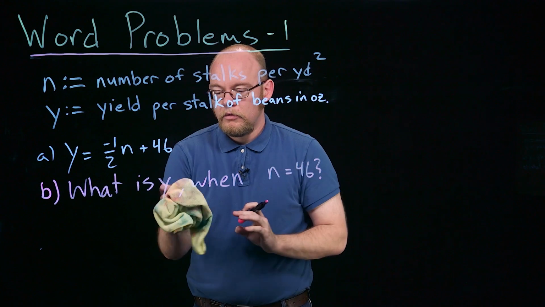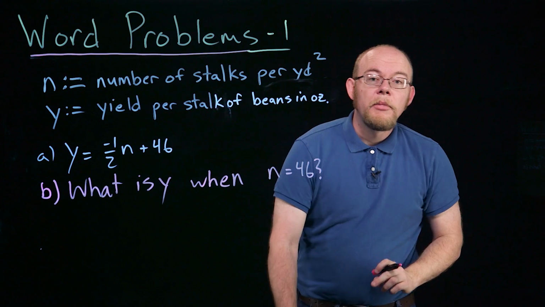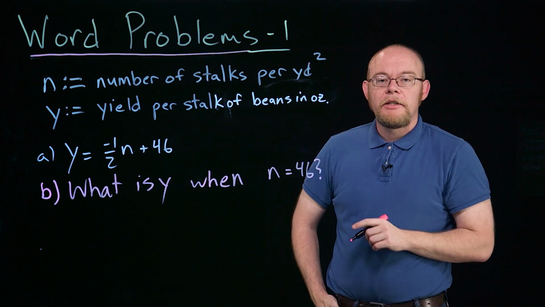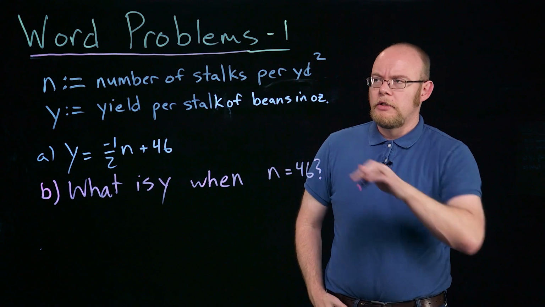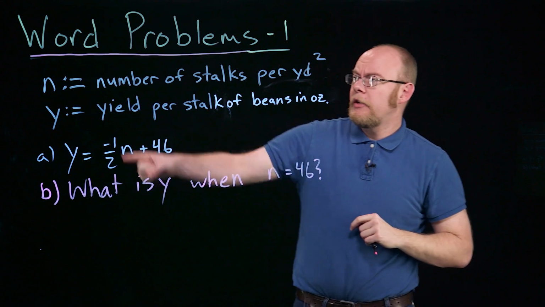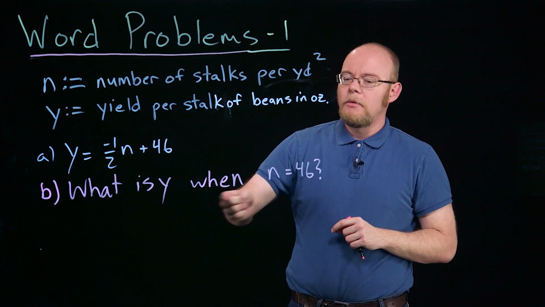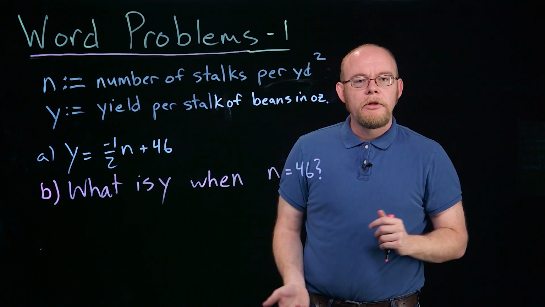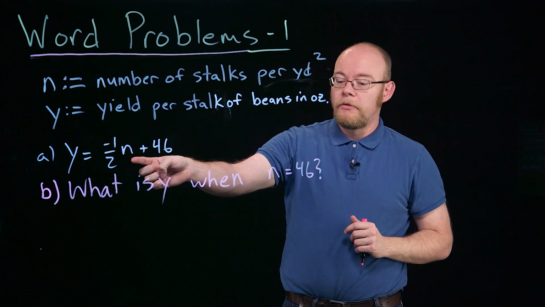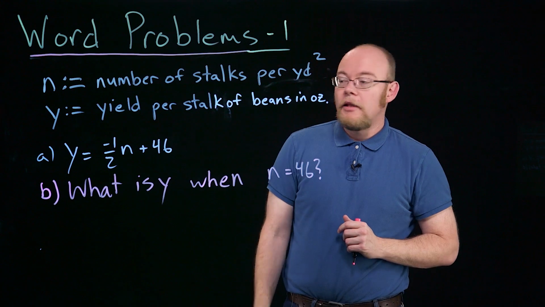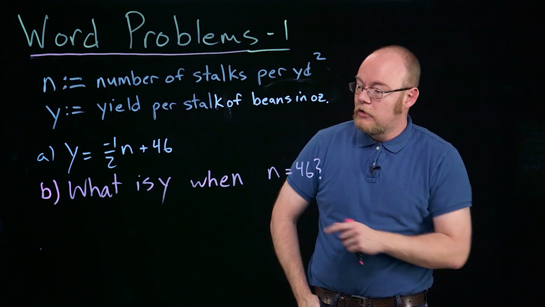By leaving our dictionary and by carefully translating the terms that the farmer would understand into these variables, we now see what we need to do. What is y when n is 46? Well, what should we do? We substitute 46 for n, and then if we calculate that, that should give us the y.